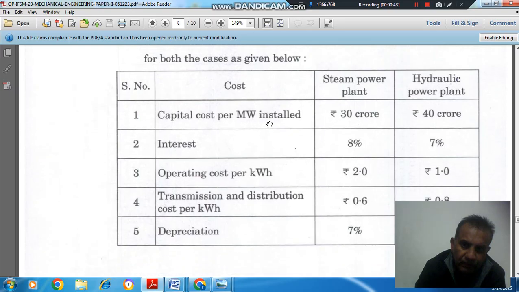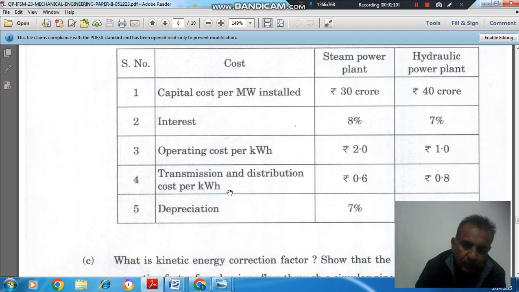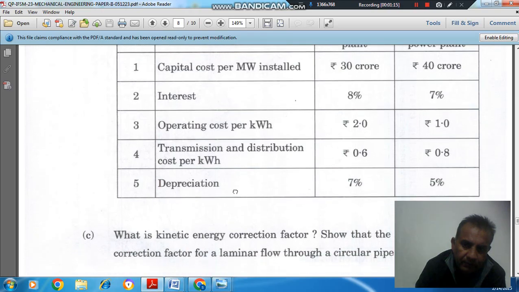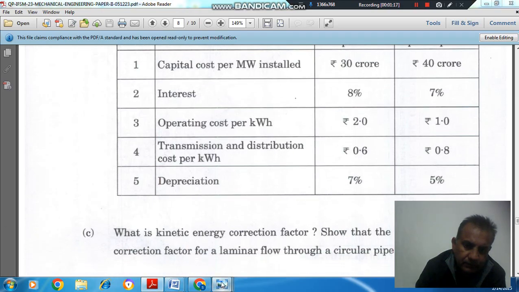Capital cost per megawatt installed is 30 crore for the steam power plant and 40 crore for the hydraulic power plant. Interest is 8% and 7% for steam and hydraulic respectively. Operating cost per kilowatt hour is 2 and 1 for steam and hydraulic. Transmission and distribution cost per kilowatt hour is 0.6 and 0.8 for steam and hydraulic. Depreciation cost is 7% and 5%.